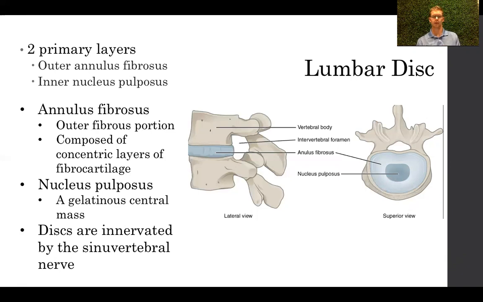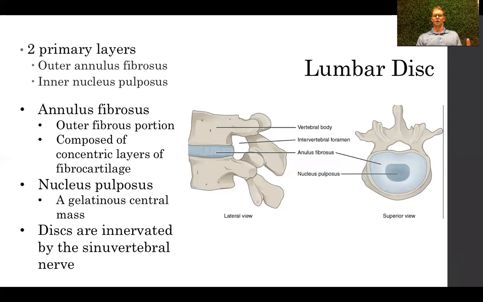The annulus fibrosus is composed of concentric layers of fibrocartilage. These layers, which we don't have a good picture of here, crisscross each other, and that forms a very strong structure for the disc. Now, it still allows for motion and shock absorption, but it creates a stiff structure that allows for good shock absorption and movement. The inner nucleus pulposus is that more gelatinous central mass. And when we think about a disc herniation, many people think of that gelatinous center area.